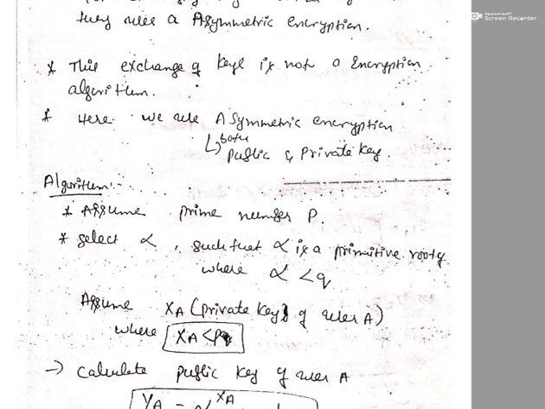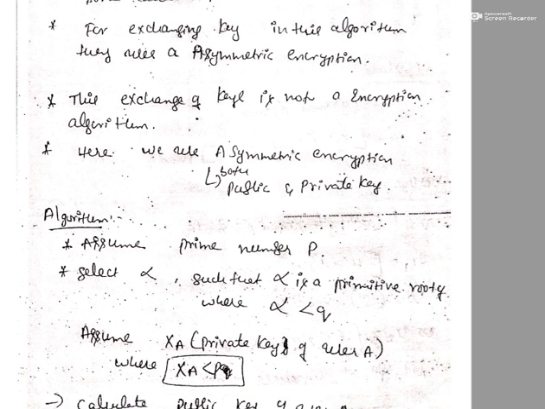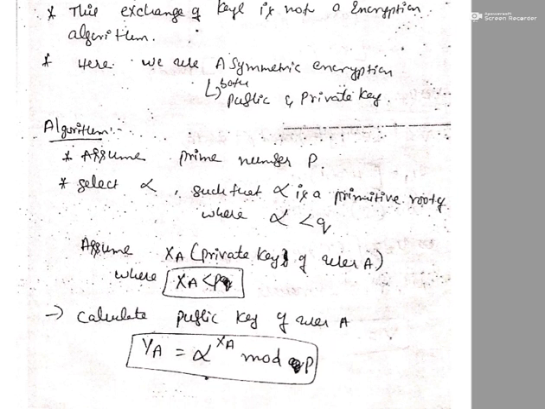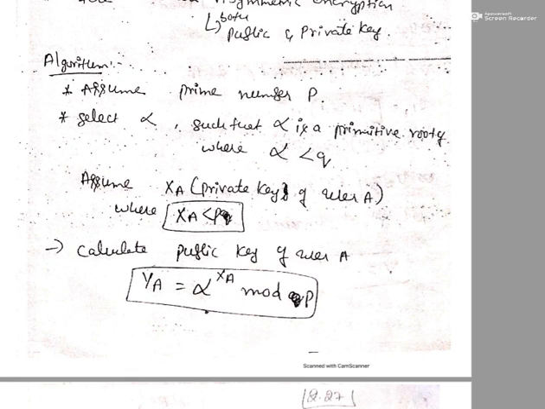Okay, so the algorithm. In this algorithm, first you have to assume a prime number p. Second, select alpha. That alpha should be a primitive root of p, where alpha is less than p and greater than 0. And then next we have to generate the public key as well as the private key of sender, user A and user B.